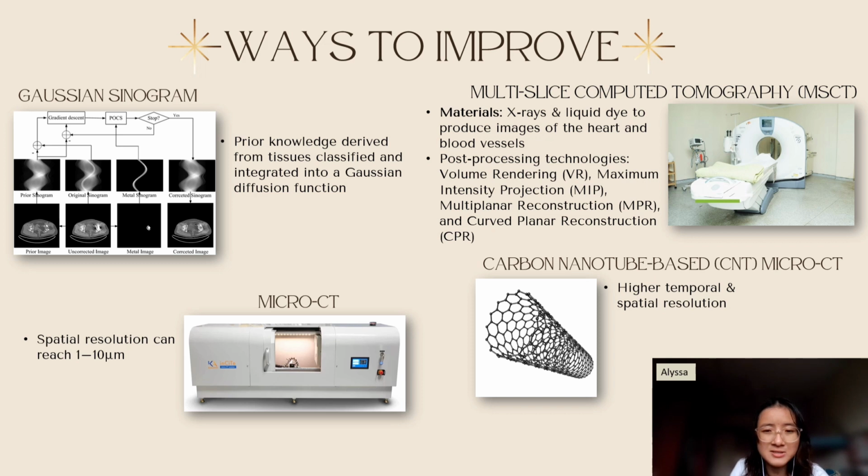The materials used for this machine include X-rays and liquid dye to produce images of the heart and blood vessels. This technique uses a few post-processing technologies, which include volume rendering, maximum intensity projection, multi-planar reconstruction, and curved planar reconstruction. Another technique is by using micro-CT, which has a spatial resolution that can reach 1 to 10 micrometers. Another alternative is by combining a carbon nanotube base with micro-CT because it has a higher temporal and spatial resolution.